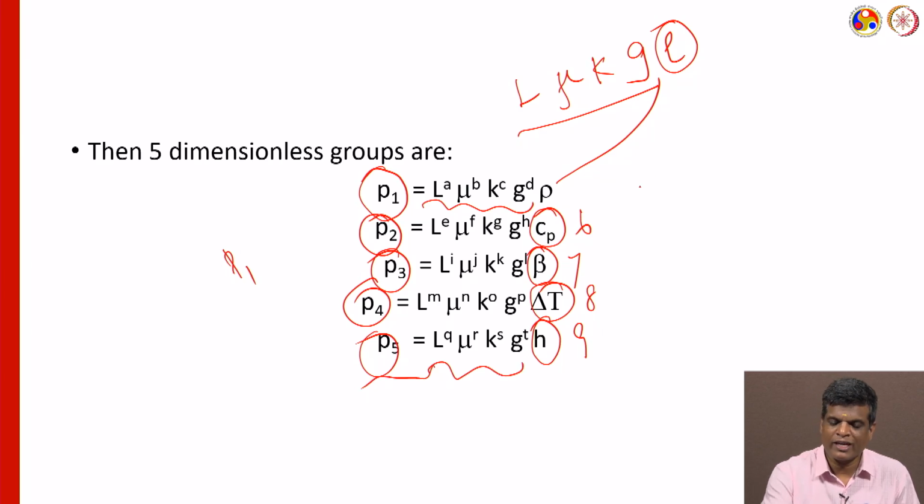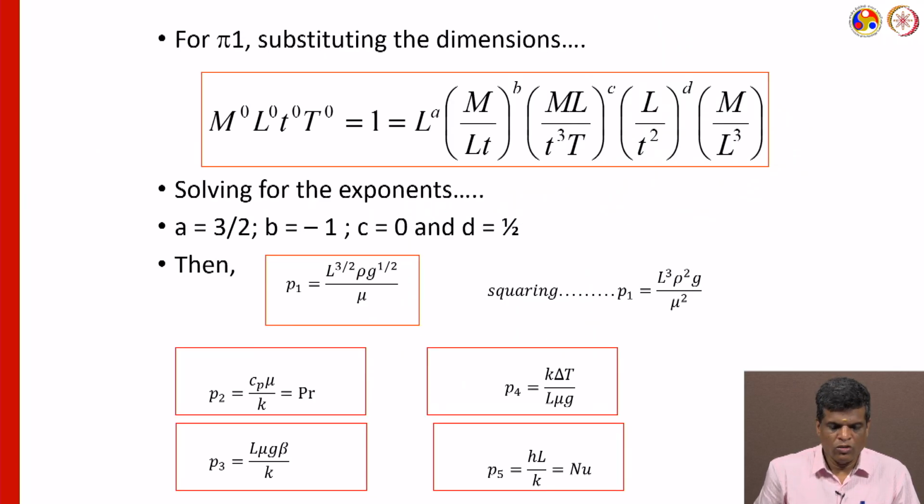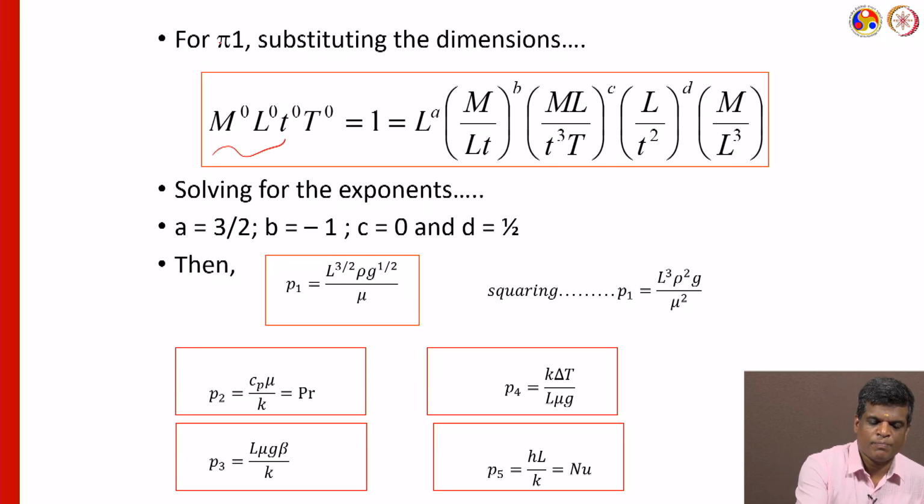On this basis, we can always write L^a, mu^b, K^c, G^d and rho. The first one is for the first dimensional group, P1. We can always write it this way. Basically, we have chosen the 4 fundamental dimensions here: M, L, T and temperature.